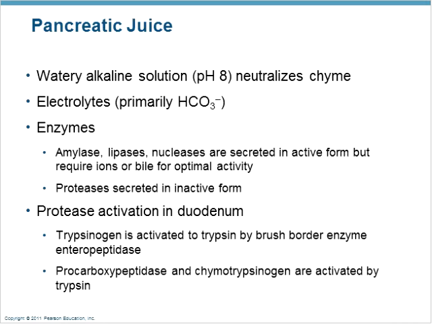Pancreatic juice is a watery, alkaline solution, has a pH of approximately 8, which helps to neutralize the chyme. The primary electrolyte located in pancreatic juice is really bicarb. The enzymes it contains include amylases, lipase, nucleases, in active form, but they require ions or bile for optimal activity. It also secretes proteases, which are secreted in the inactive form. The protease activation occurs in the duodenum, where trypsinogen is activated to trypsin by the brush border enzyme enteropeptidase.